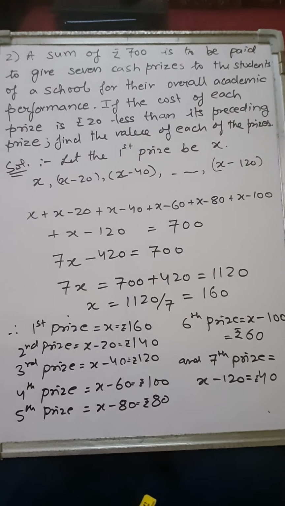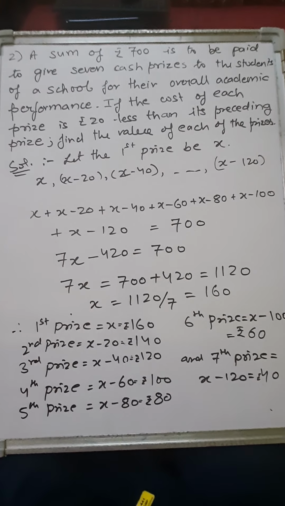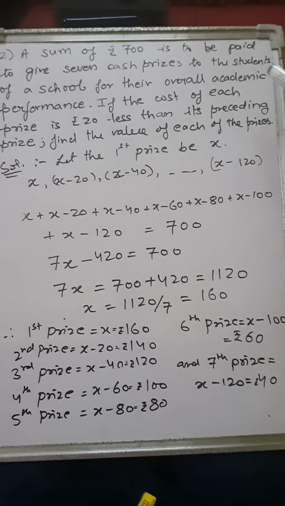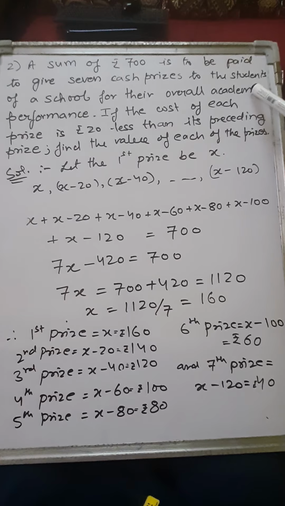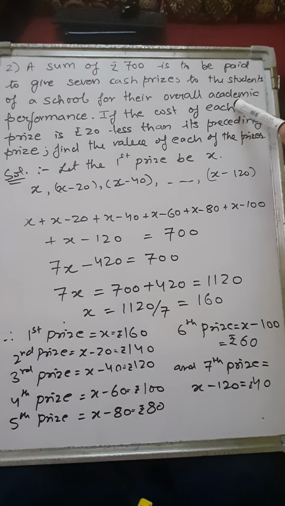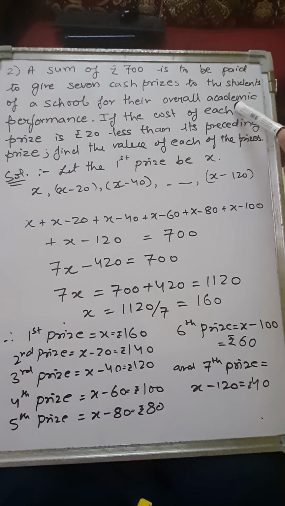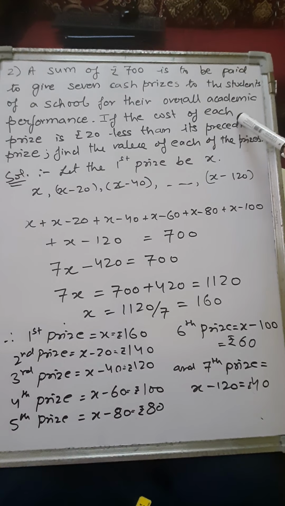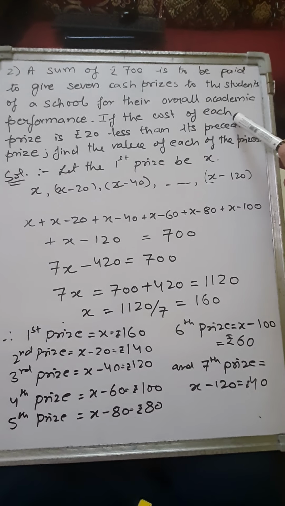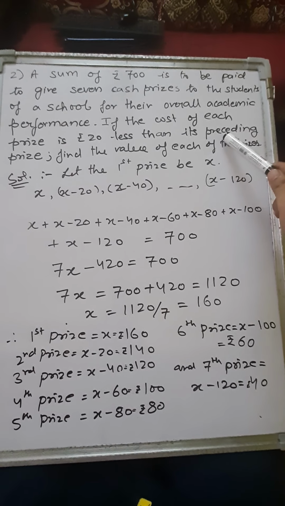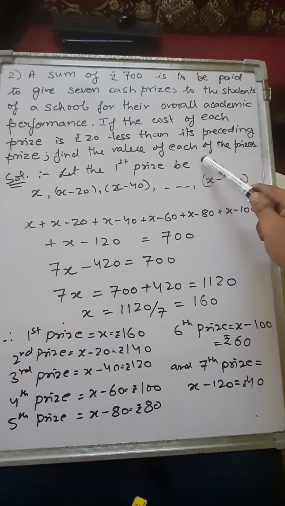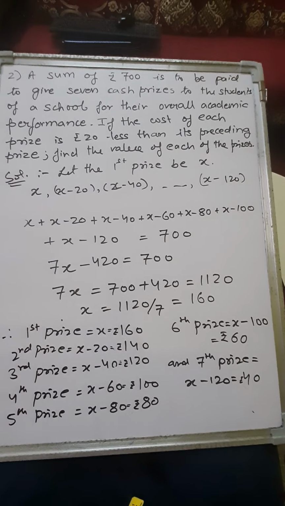Let's discuss another sum, children. In this sum, the question states that a sum of rupees 700 is to be paid to give 7 cash prizes to the students of a school for their overall academic performance. If the cost of each prize is rupees 20 less than its preceding prize, then find the value of each prize. Right?